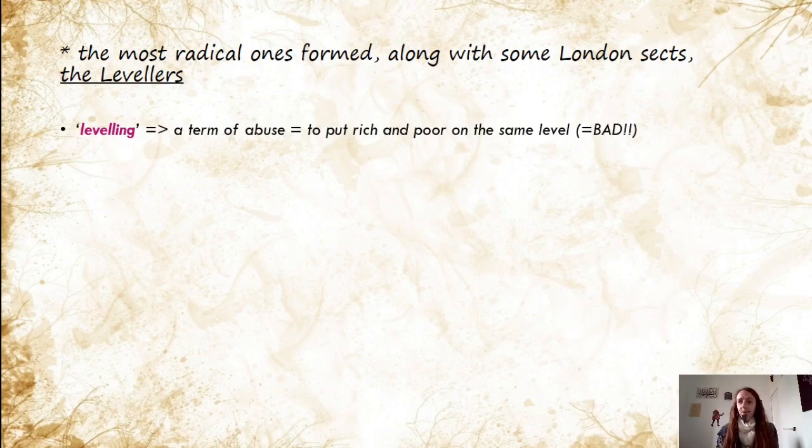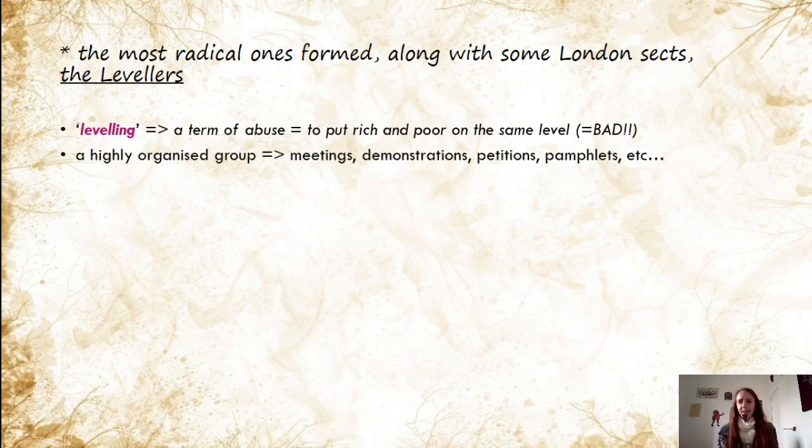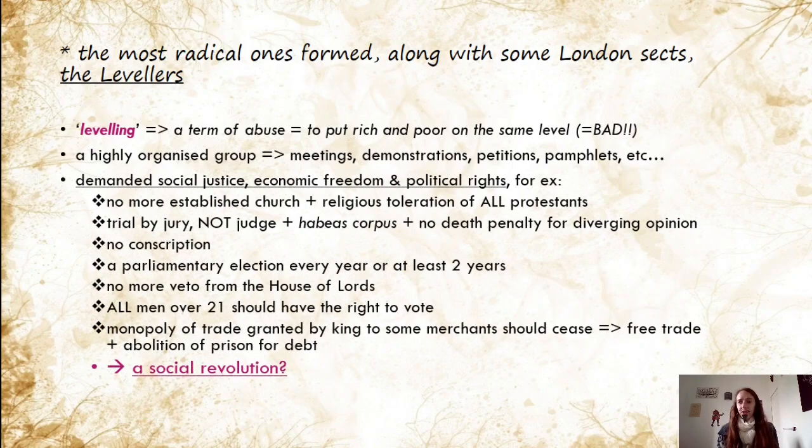Now, levelling was a term of abuse. It meant putting the rich and the poor on the same level, which, of course, would have been seen as extremely bad, because it's erasing those hierarchical differences. They were highly organized groups with meetings, demonstrations, pamphlets, and petitions as well. And they demanded social justice, economic freedom, and political rights.